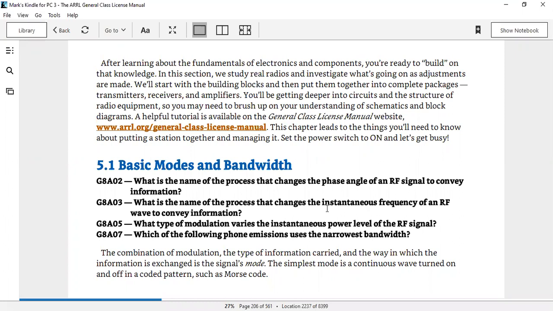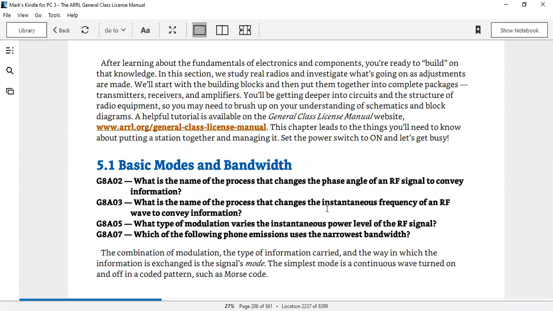So with FM, you're varying the frequency, and there's a little chart here where you'll see the bandwidth of all these things. And which of the phone emissions uses the narrowest bandwidth? That's continuous wave. We're going to hit the basic modes really briefly. They're also going to mention digital modes in here, which use a computer. And actually, RTTY is a digital mode, pre-computer. I don't know if they mention it in this chapter.